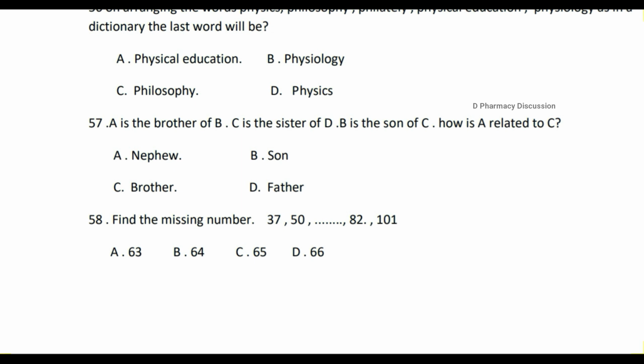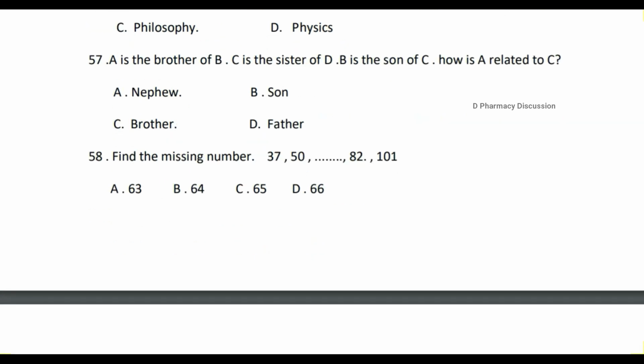58. Find the missing number, and the series of numbers are 37, 50, dash, 82, 101. Options are A. 63, B. 64, C. 65, and D. 66. Correct one is option C, that is 65.